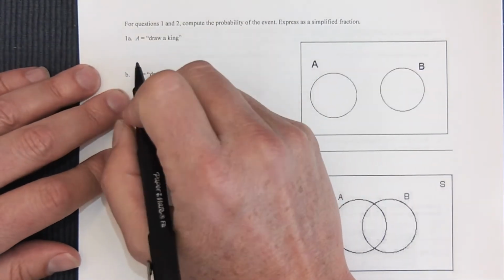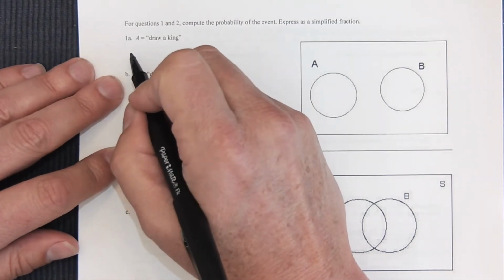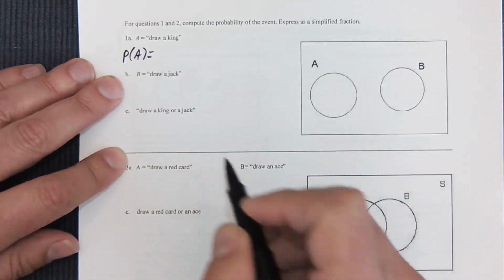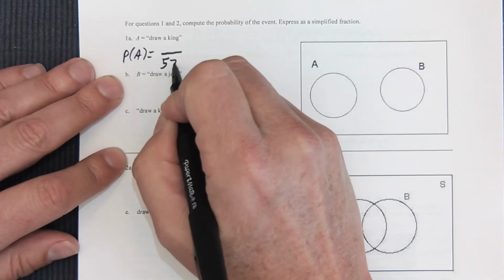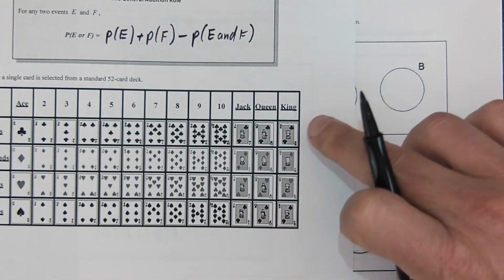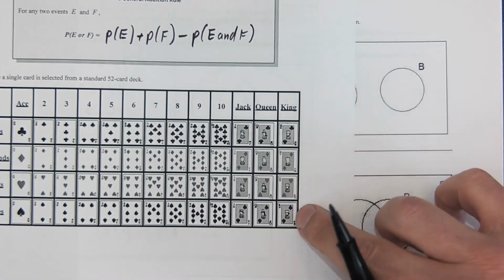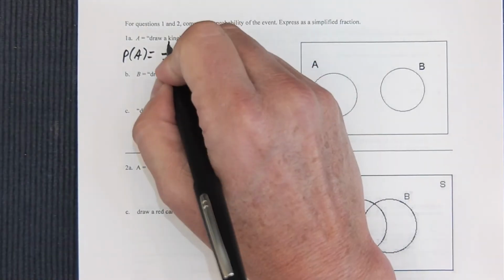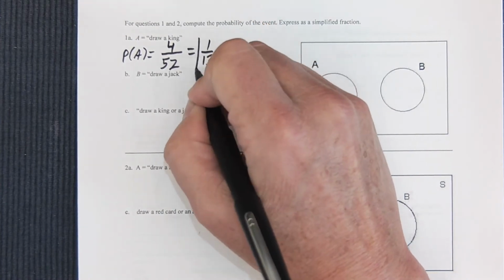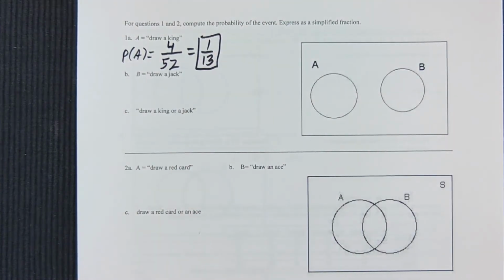And the directions here say as a simplified fraction, that's fine. The probability of drawing a king, well, the denominator is going to be 52 for sure. How many kings are there? Well, we can come back, and we can see that there are 1, 2, 3, 4 kings. Meaning there's a 1 in 13 chance that you would draw a king if you randomly drew a card from a standard deck of cards.